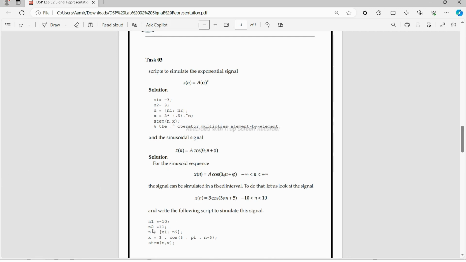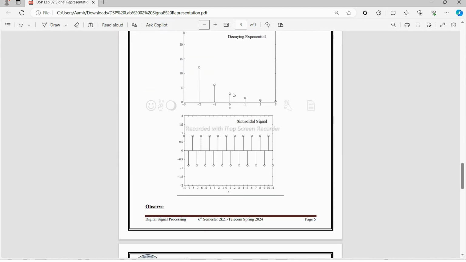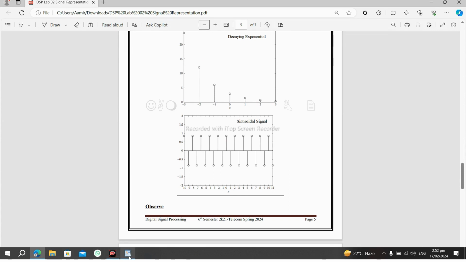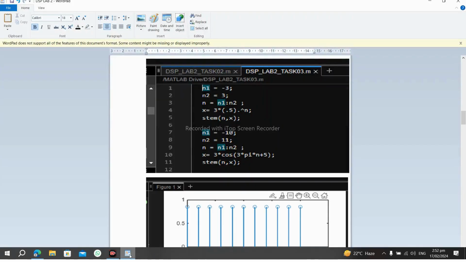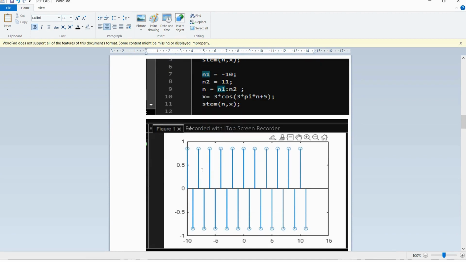Here is the script for the sinusoidal signal, and this is the script for the exponential signal. By copying and running these codes in MATLAB, we get the desired output as shown in the picture. I have shown it to you in the solution form. Here it is. These are the two types of signals, the exponential and sinusoidal signals.